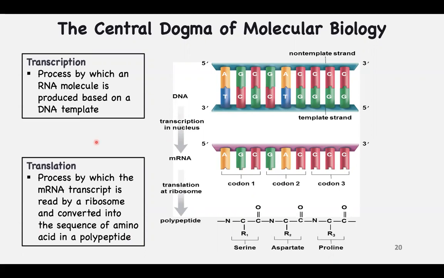Okay, transcription is the process by which an RNA molecule is produced based on a DNA template. So that is transcription. Translation is the process by which the mRNA transcript is read by a ribosome and then converted into a sequence of amino acids in a polypeptide. Okay. So we will cover transcription and translation in the next lecture in more detail. This is just a brief introduction on transcription and translation.